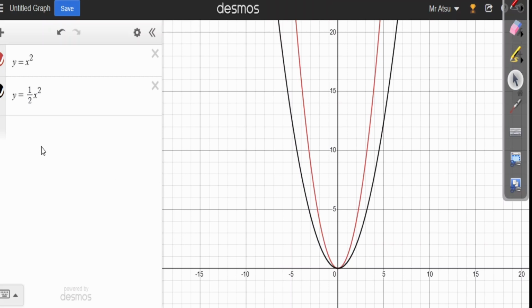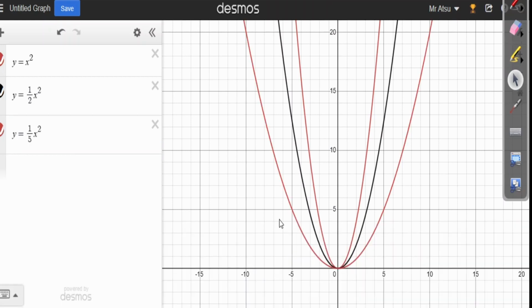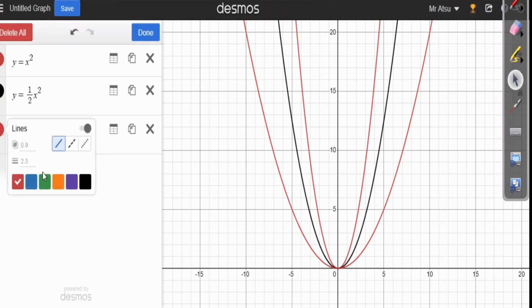And then we try 1/5. Y equals 1/5 x squared. They both look red. Let me see if I can change the color quickly. Right, so there we are, green. So the green one is the one with the 5 as a denominator, and it looks wider, or it looks more compressed than that. So that is how to tell.